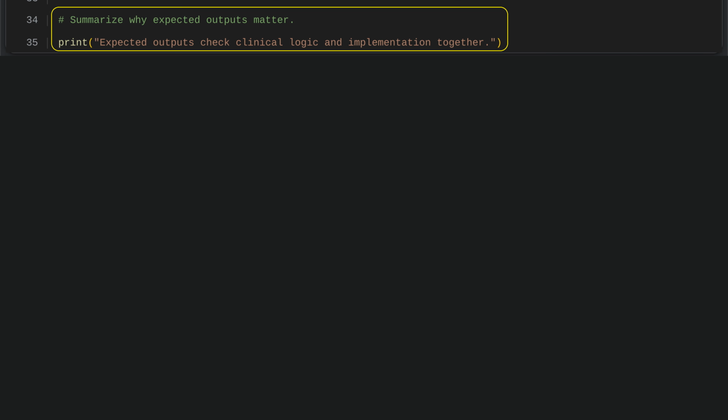The code prints a message emphasizing that expected outputs are essential in testing. They help confirm that both the clinical logic and the implementation work correctly, supporting reliable results in settings where accuracy is critical.